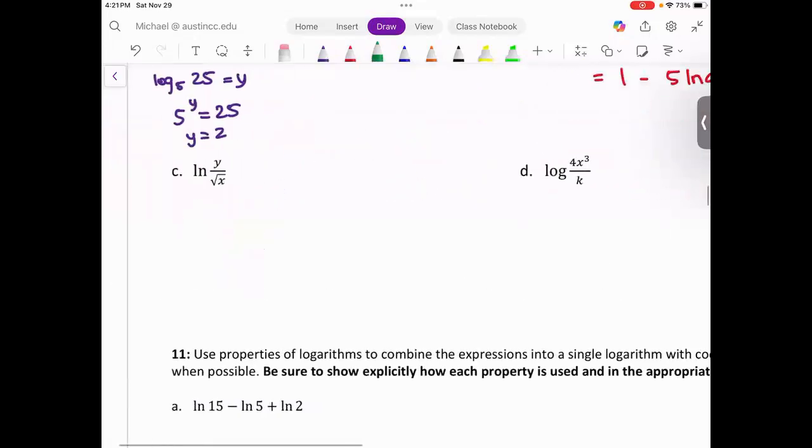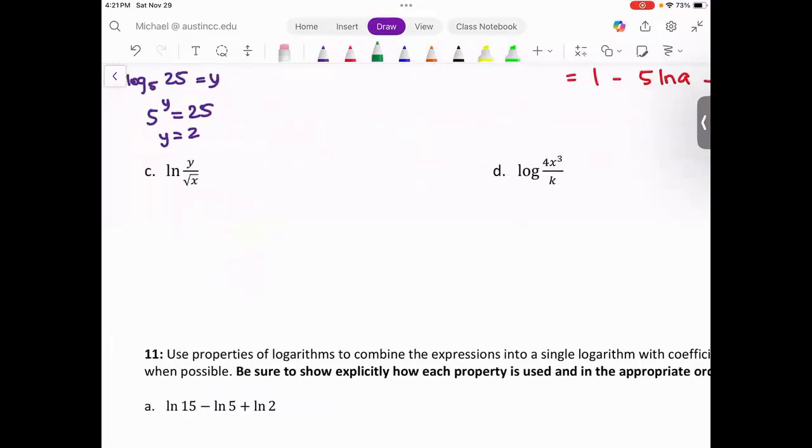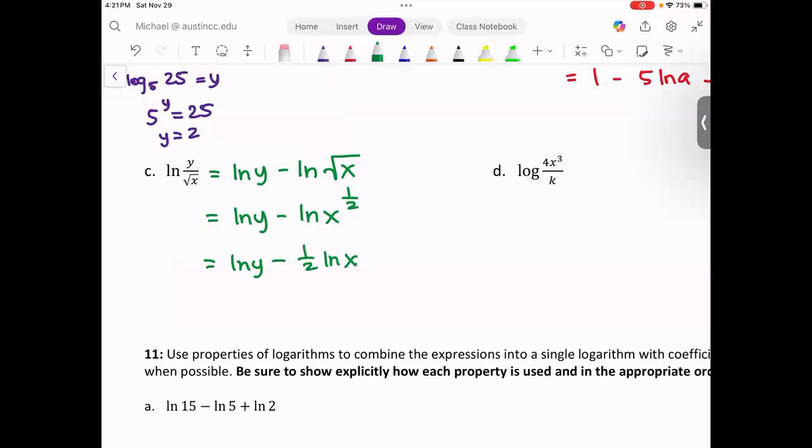Okay. Now we have natural log of y divided by square root of x. Using the quotient property, we get natural log of y minus natural log of square root of x. It said that we don't want any kind of radicals or exponents. So what is another way to express square root of x? It is x to the 1/2 power. And then we can use the power property to bring that 1/2 out front. So we'll end up with natural log of y minus 1/2 natural log of x. And that is as simplified as we can get.